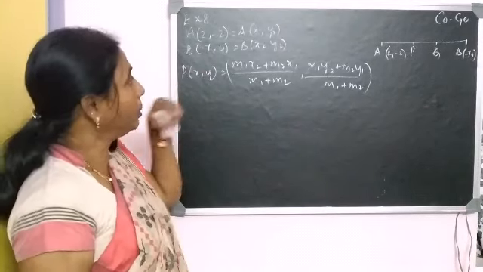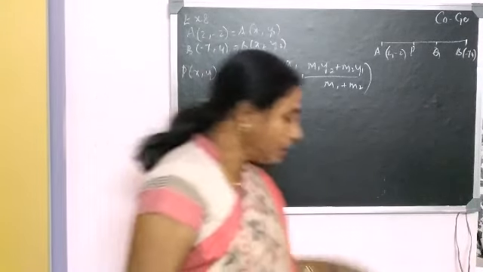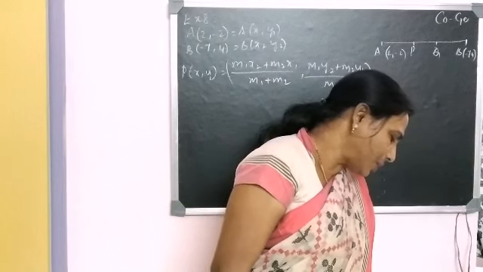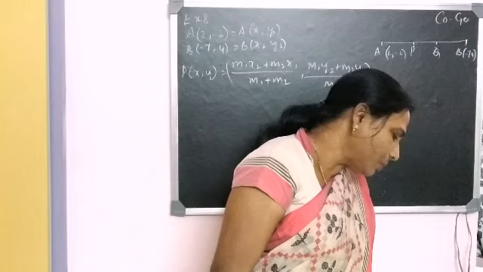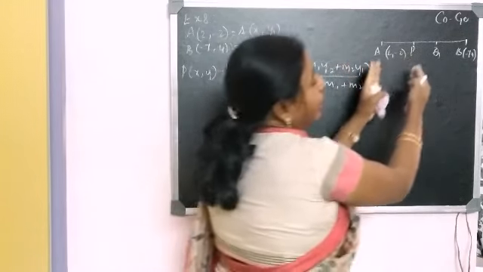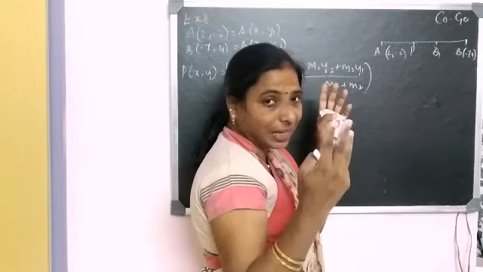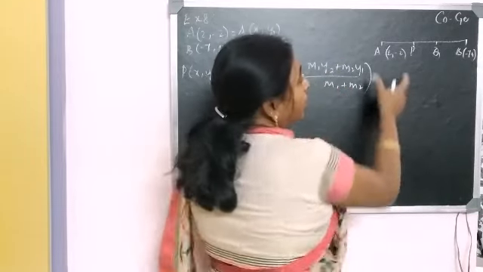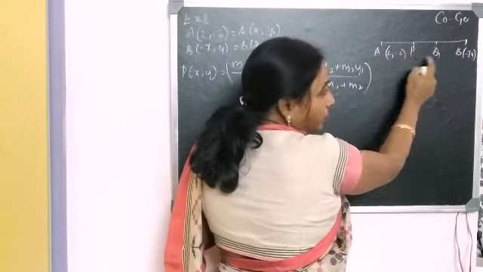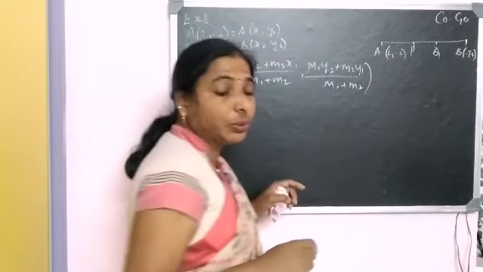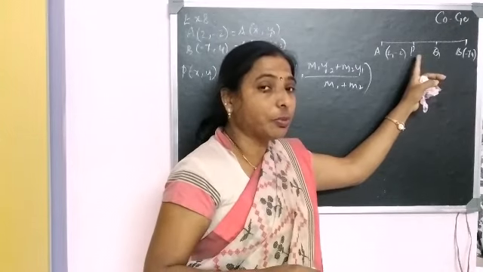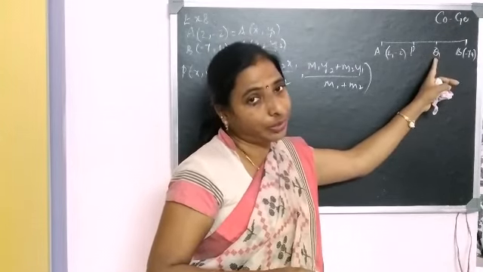Children, in the 8th problem, it's given that it's a trisecting part. We have a trisection here. Find the coordinates of the points of trisection. Trisection means what? We have to divide them into 3 parts. 3 sections. Therefore, there are 3 parts: 1, 2, 3. And the points here are P and Q. They are asking you to find out what are the coordinates. That means the points P and Q you have to find out.